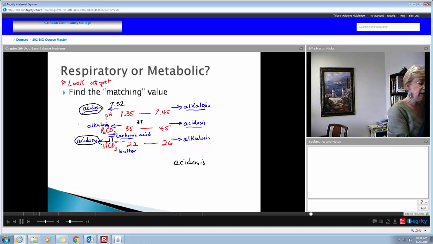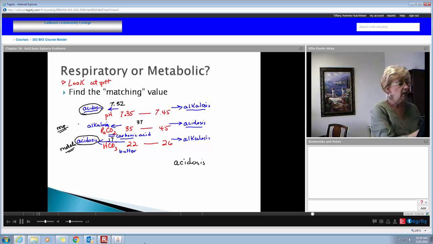Remember what I said. The PaCO2 is your which value? It's your respiratory. Your bicarbonate is your metabolic. So if he's in acidosis and the bicarbonate is the one that matches, it's also in acidosis. What does he have? Metabolic acidosis.